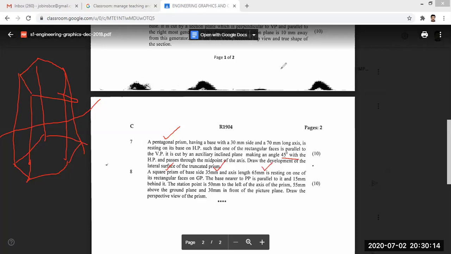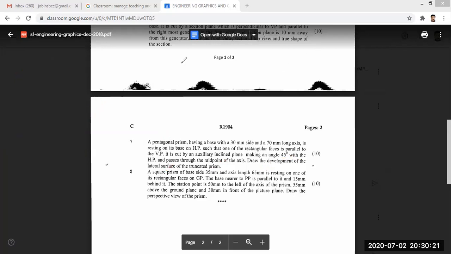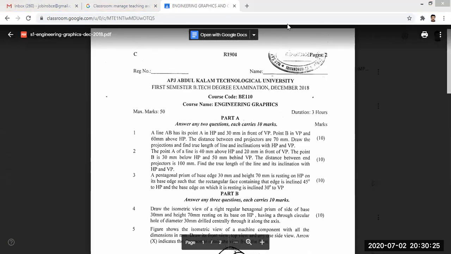Remember, you have to enter the question paper year. That is important. Then only I can identify it. In your assignment you have to enter the year. If the question is from December 2018, you have to mention that this question is from December 2018. That is important. So that's all about the December 2018 question paper.